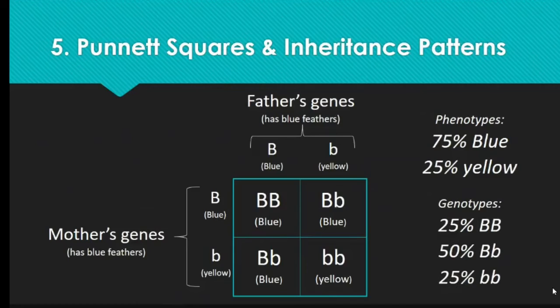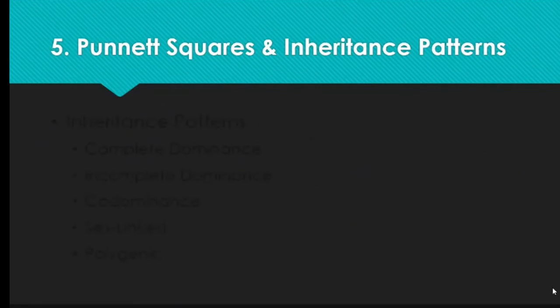Genotypically, we expect 25% of their offspring to be this double dominant homozygous true breeding blue. We're expecting 50% of their offspring to carry the yellow gene but not express it, and then 25% of their offspring to have the recessive phenotype because they're homozygous recessive. Okay. So some inheritance patterns you'll see.